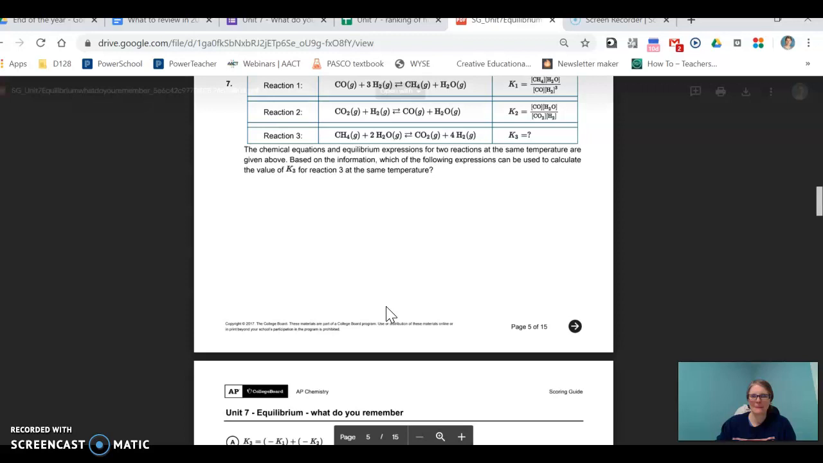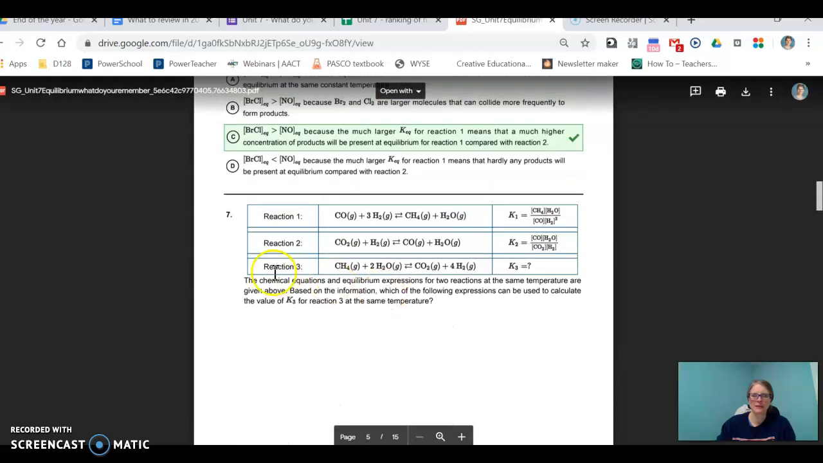So when we're trying to get this reaction 3, what we had to do is we had to flip both of these reactions and then add them together.